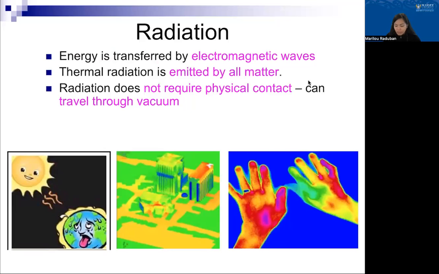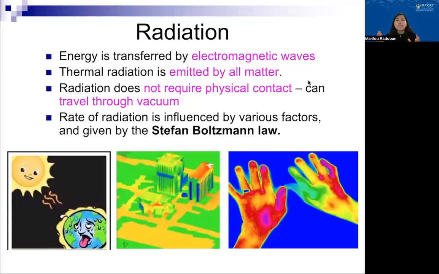Right? So different properties of the object will influence how much heat is transferred by radiation, and that is given by what we call the Stefan-Boltzmann law. But before we look at the equation, the Stefan-Boltzmann law essentially is an equation that brings together all these factors that affect the amount of heat that's transferred by radiation. Let's try to think about these factors in a more practical or logical sense.